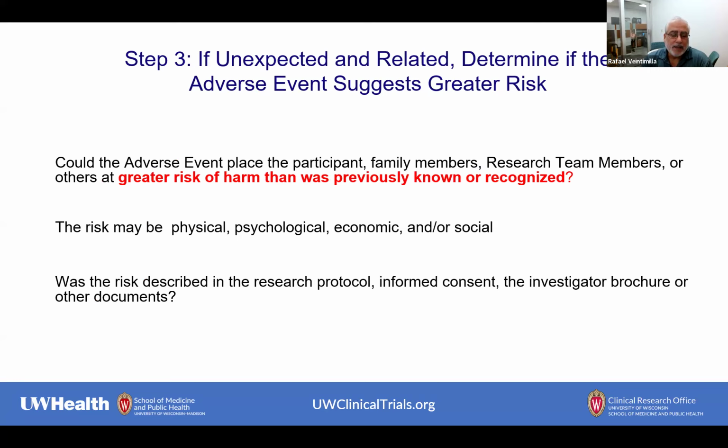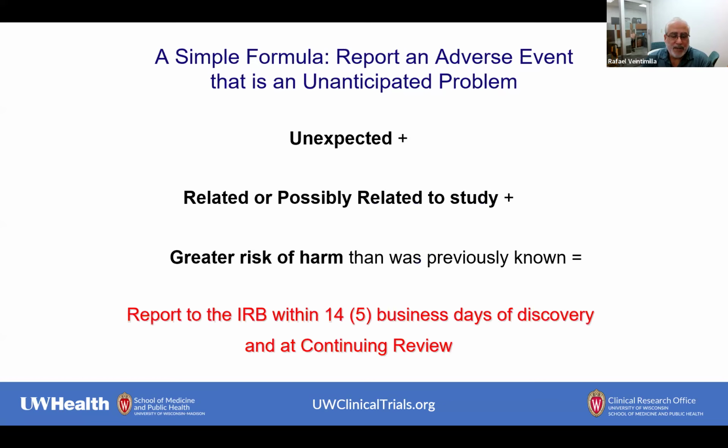The third step is: is it greater risk or harm than was previously known or recognized? The risk may be physical, psychological, economic, or social. Was the risk described in the research protocol, informed consent, the investigator brochure, or other documents? I'm repeating this so much because this is important to not over-report or under-report to the IRB. The adverse events or the unanticipated events must be unexpected, possibly related to the study, and greater risk or harm. If you can't absolutely 100% say that it's not related to the study, it's better to say that it's possibly related and report it to the IRB. Again, 14 days, or 5 if it's the VA.